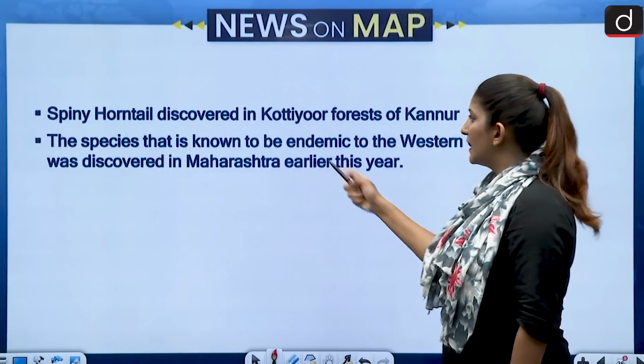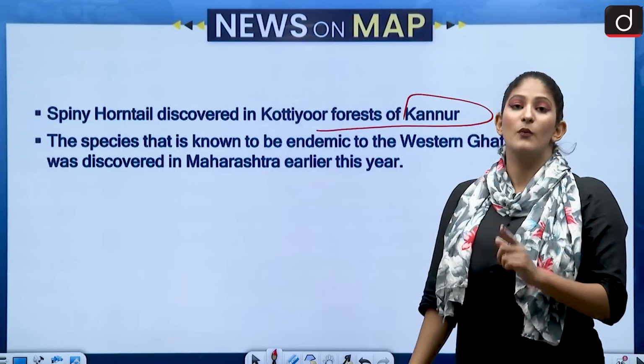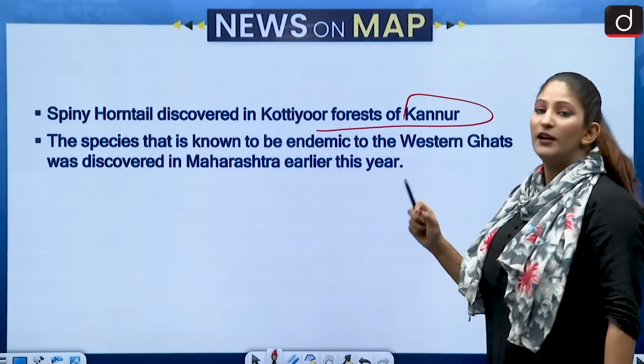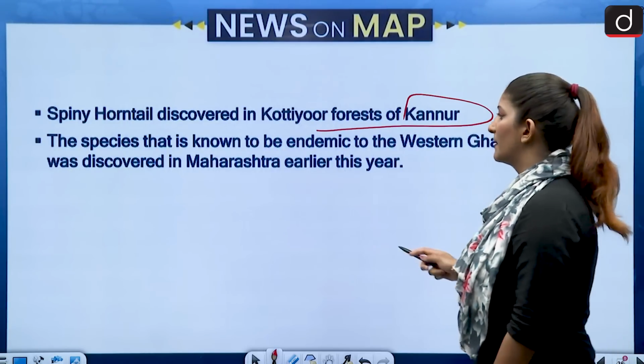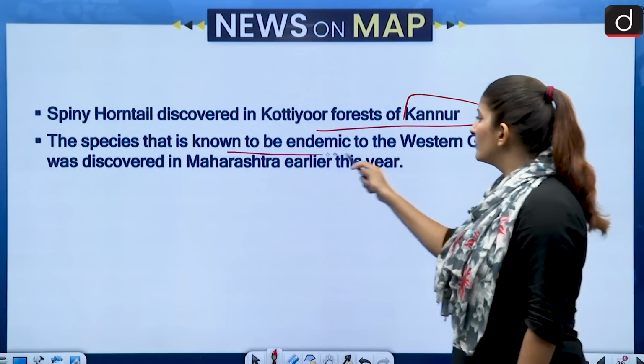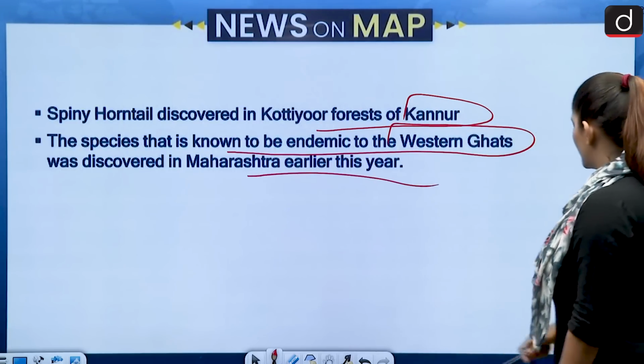So spiny horntail has been discovered in Kottayur forest in Kannur. Tell me in the comment segment what is spiny horntail, and I will take the names of those who have answered it correctly in our next news on map segment. The species is known to be endemic to Western Ghats. It was discovered in Maharashtra earlier this year.